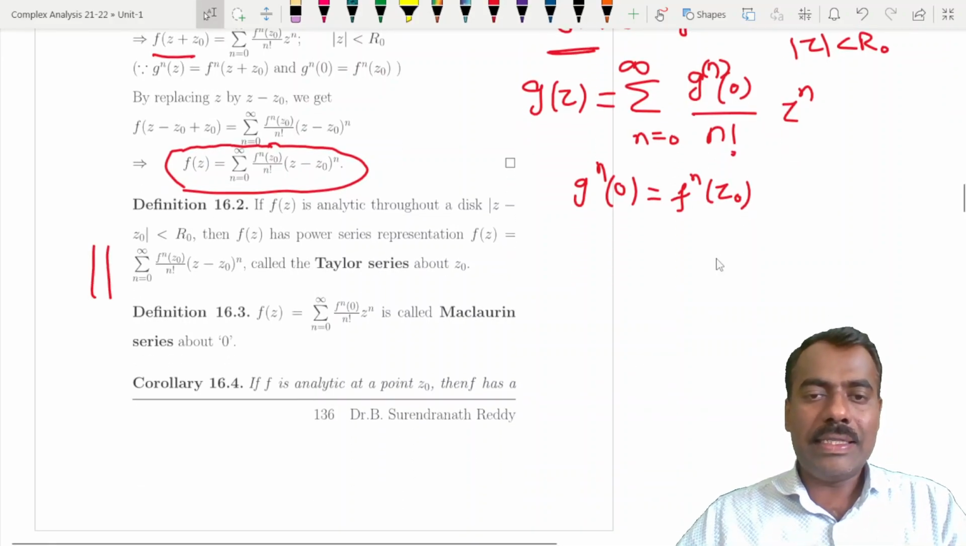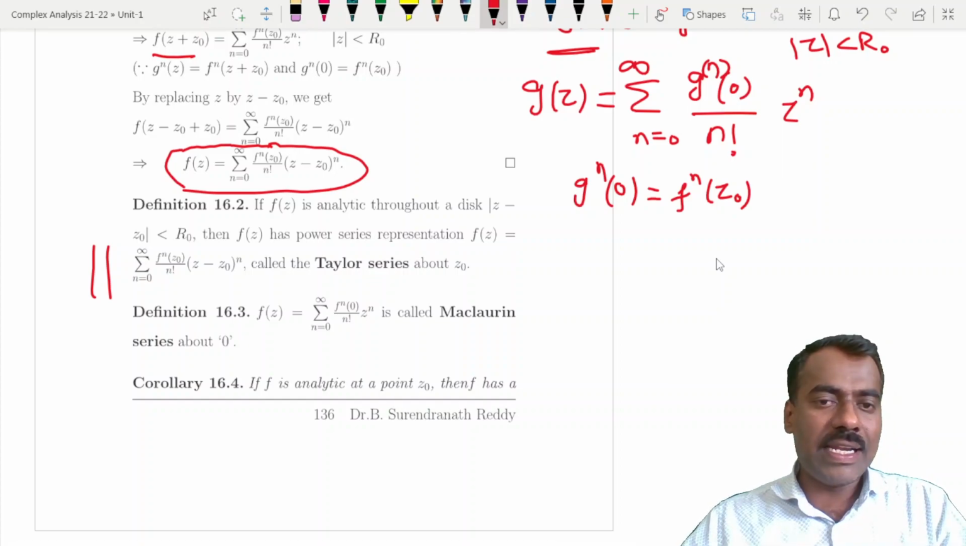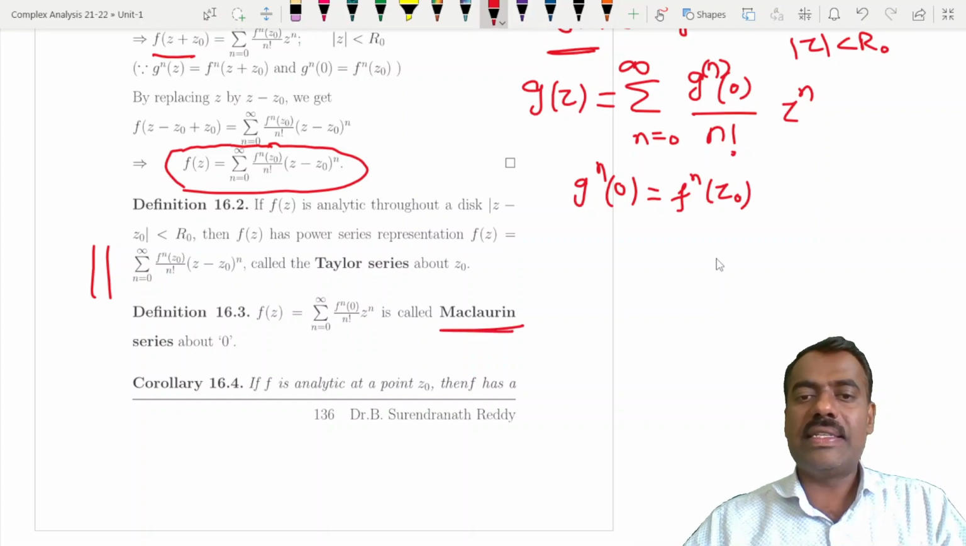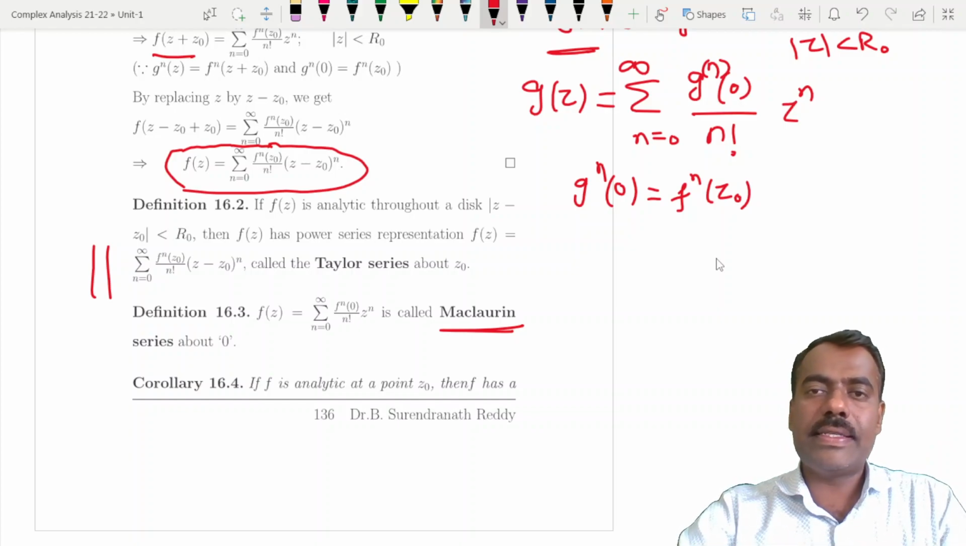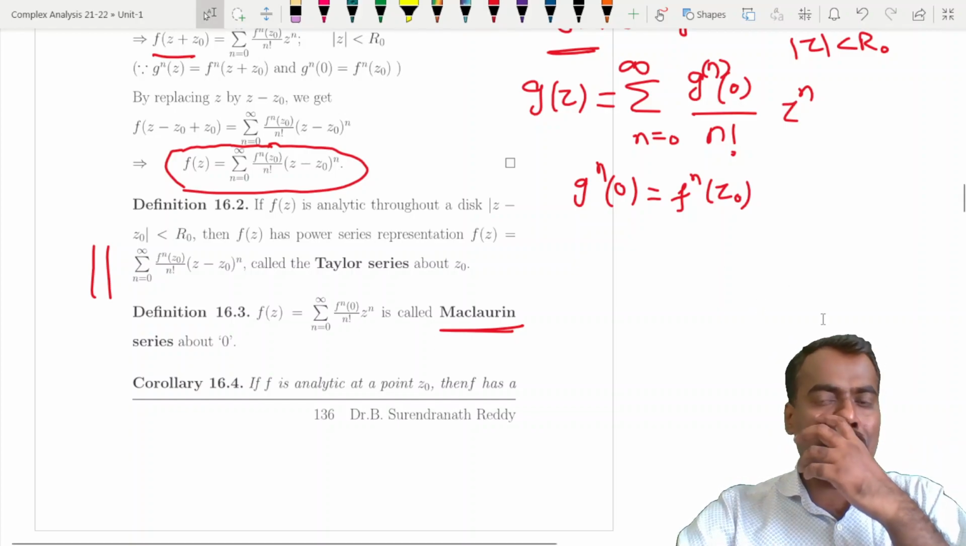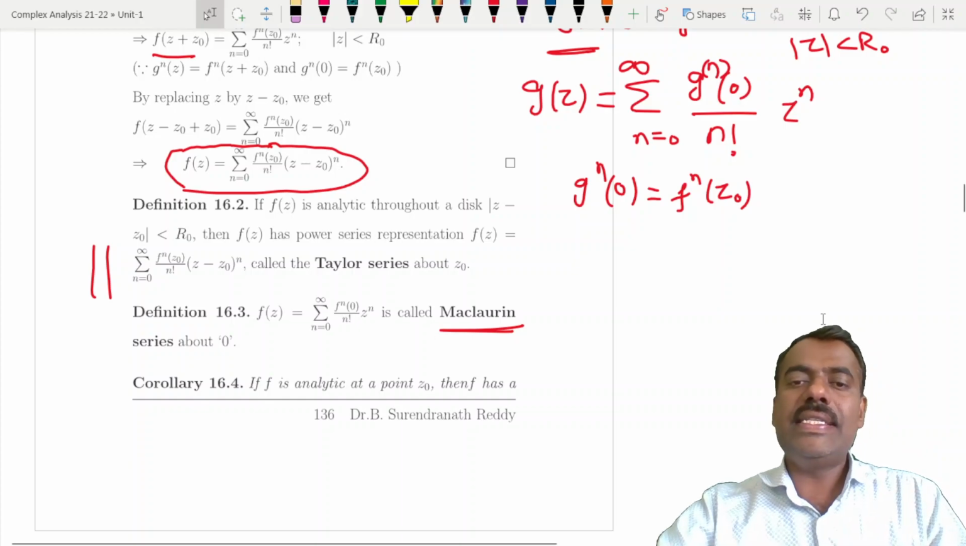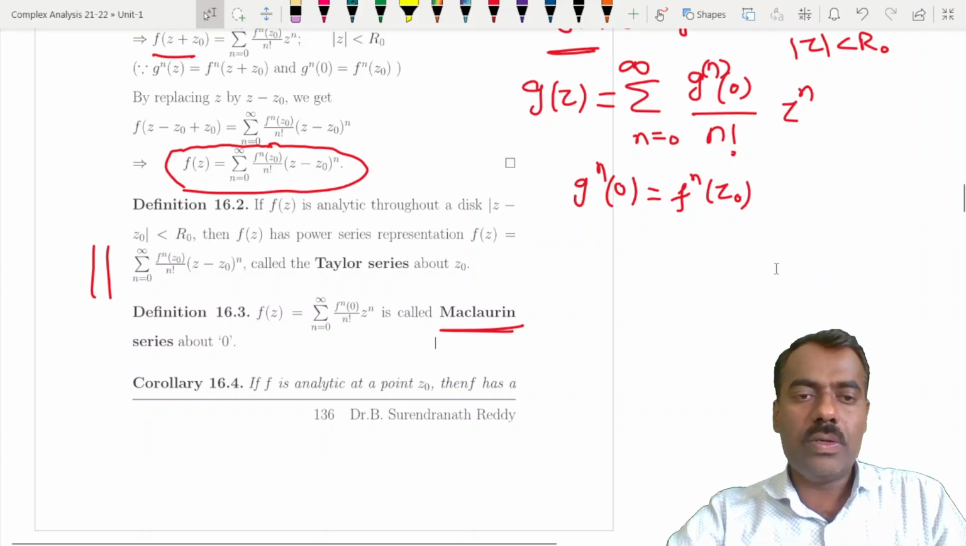And as a special case, z naught equal to 0 is called the Maclaurin series. So we have a Maclaurin series which is a special case of the Taylor series, and the Maclaurin series is for when our z naught is the origin, z naught equal to 0.